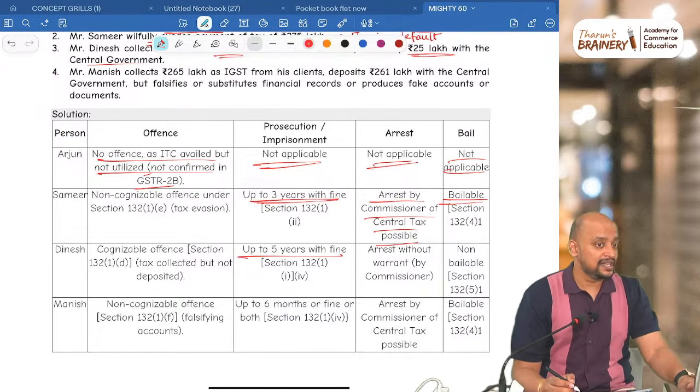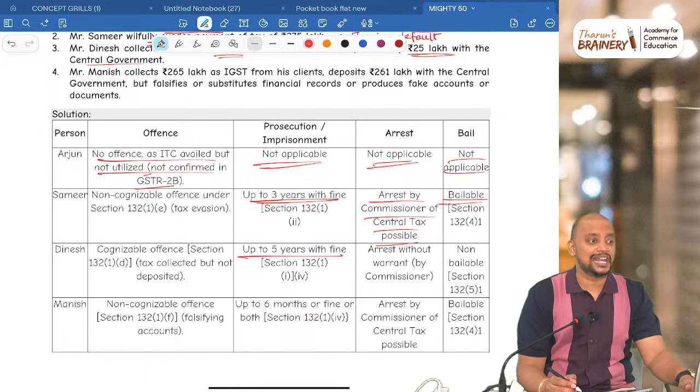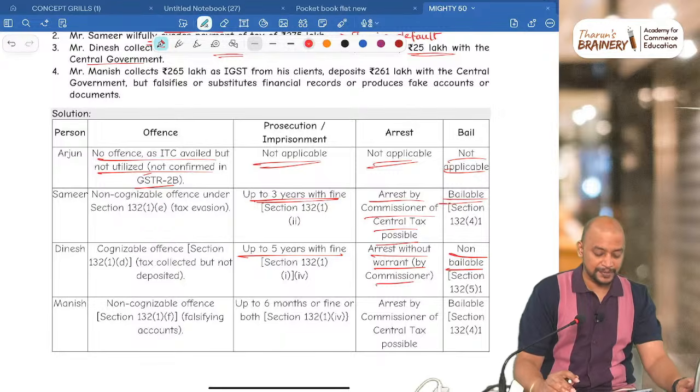First time itself. And it is a cognizable offence plus non-bailable. Arrest can be made. Yes. Arrest can be made and it is a non-bailable offence.